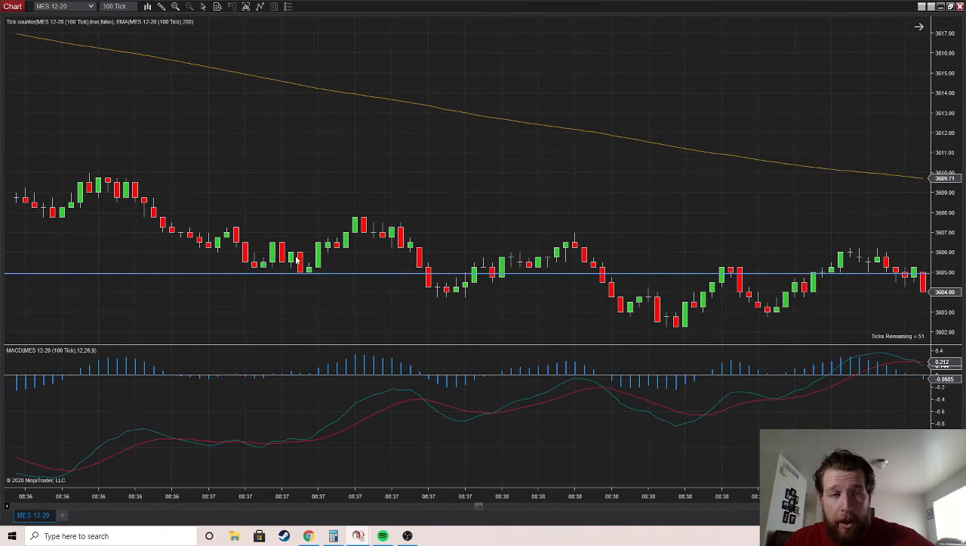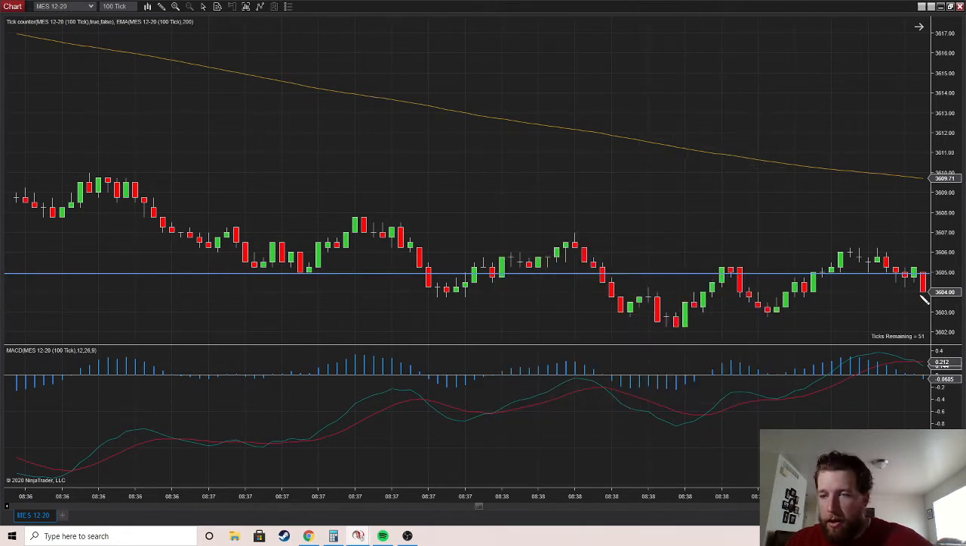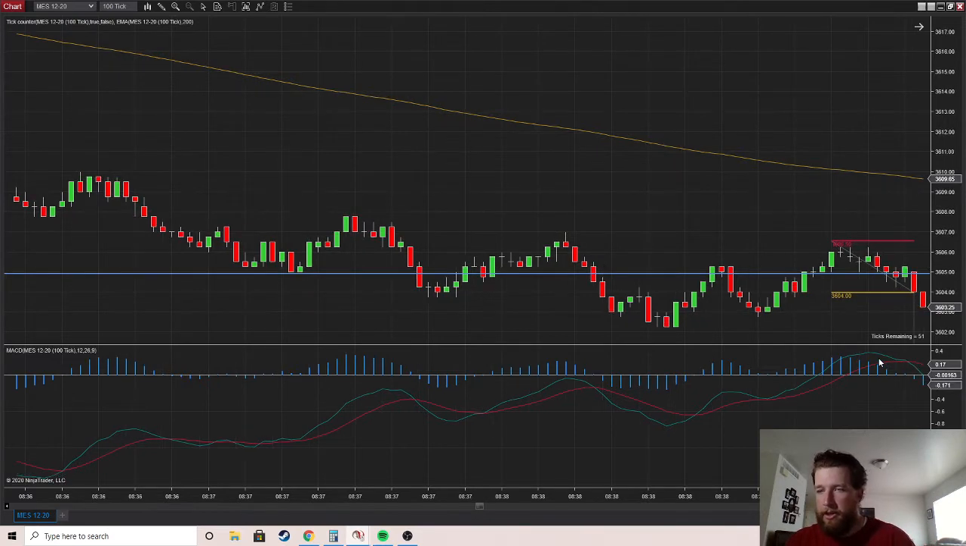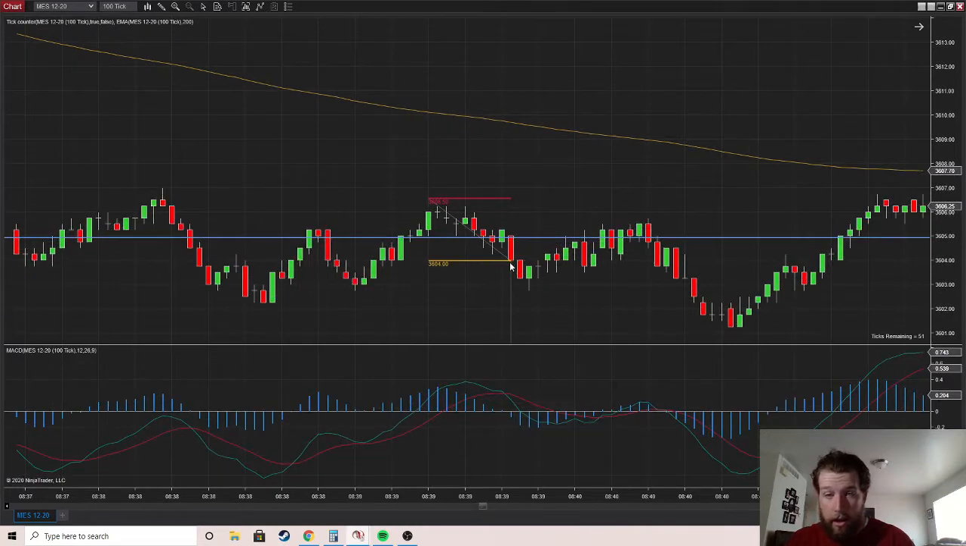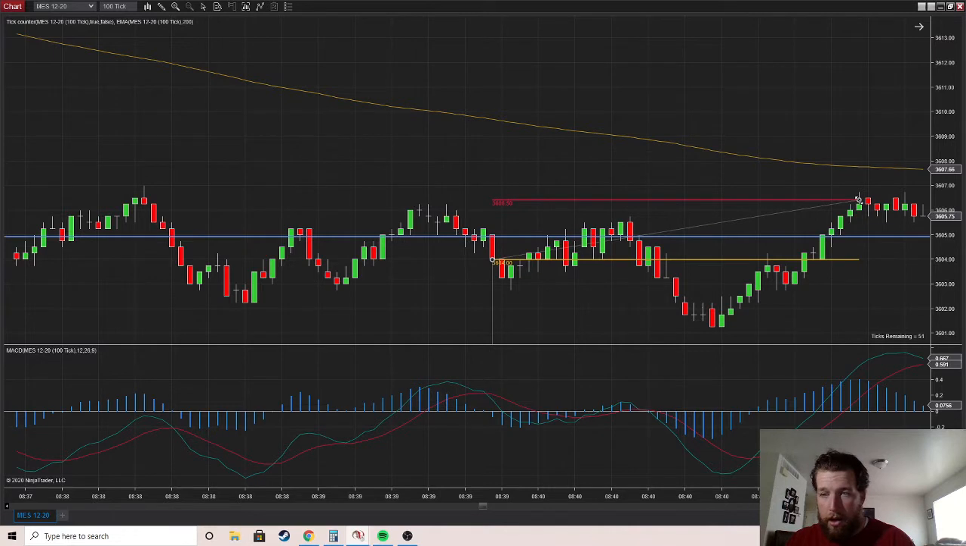The only thing I don't like about this setup is that we are at a key point of support. And it's kind of chopping around, but it does sort of look like it's still down, so we'll go ahead and take this trade. We would go right there, set our stop right there. Let's see what happens. And we would get stopped out right there. So another loser.